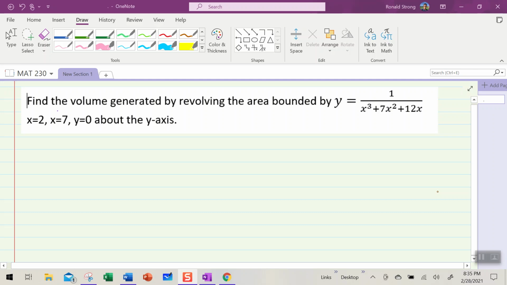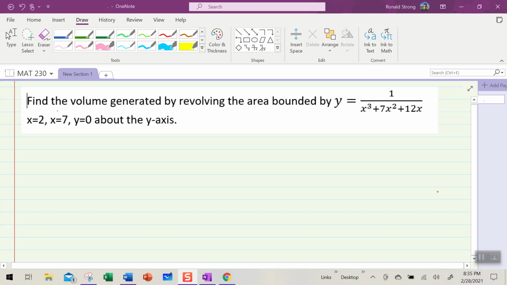In this video, we're going to find volume while using partial fractions. So let's get started. Find the volume generated by revolving the area bounded by y equals 1 over x cubed plus 7x squared plus 12x, x equals 2, x equals 7, and y equals 0 about the y-axis.